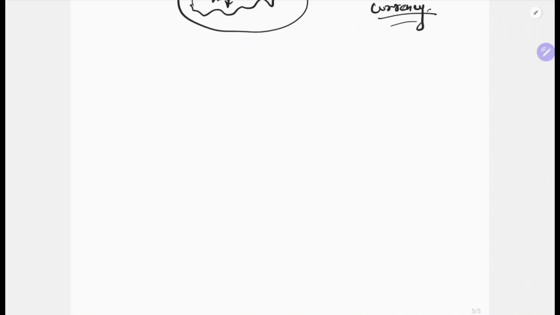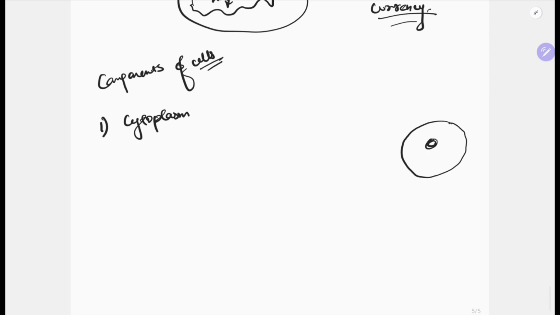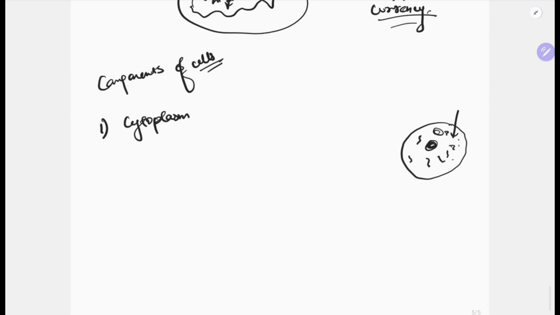So let's understand the components of cells one by one. I know you must have gotten confused in the last lecture, and if so, you can always comment. So let's start with the first component, that is cytoplasm. Whenever we see the cell, there's a nucleus, there are proteins floating, there are other molecules, there's an organelle. So this water or aqueous thing that we see is basically a cytoplasm.